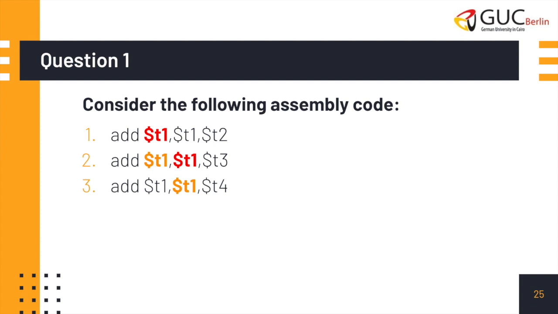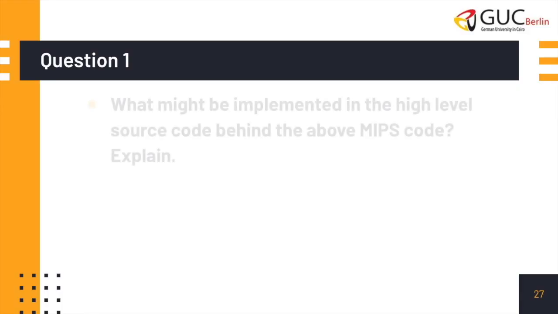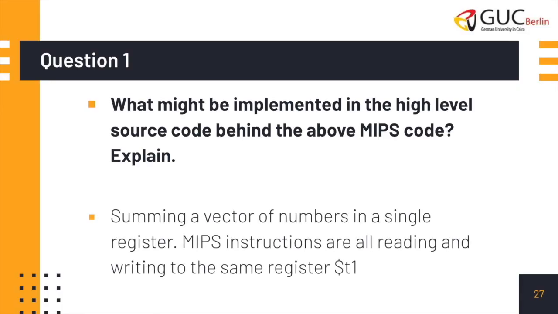I am reading from a register, I'm going to add a value to the value that I read, and then I'm going to store it back to this register. Then I'm going to perform the same functionality. We'll read the updated value, add a totally different value to it, and then store it back to the same register. So it is the summation of a vector of numbers in a single register.